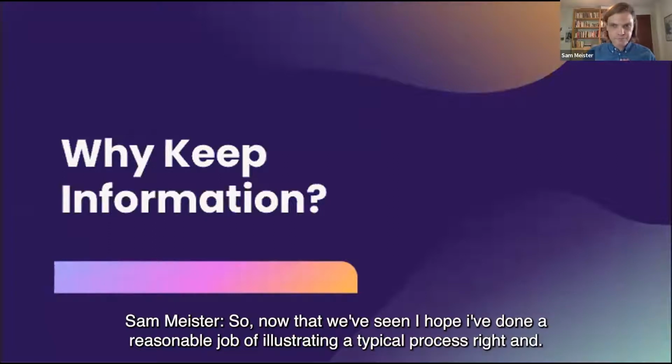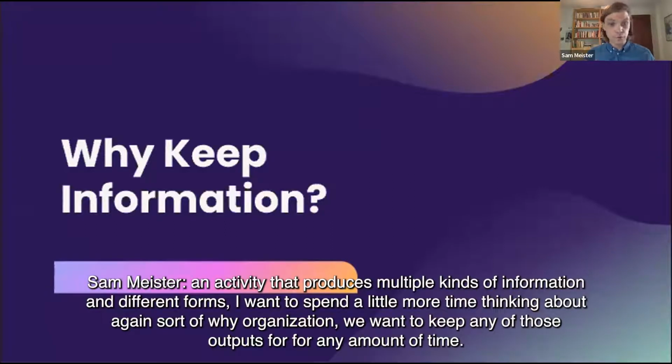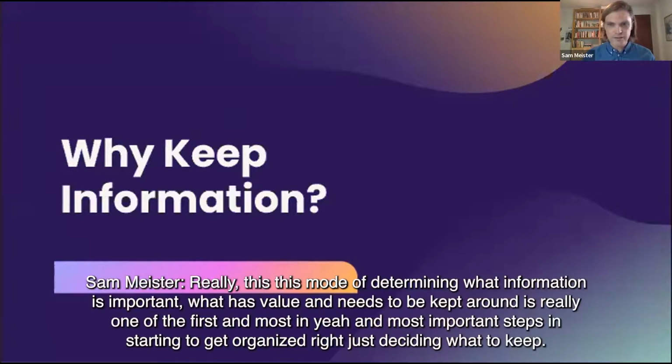So now that we've seen, I hope I've done a reasonable job of illustrating a typical process and an activity that produces multiple kinds of information in different forms. I want to spend a little more time thinking about why an organization will want to keep any of those outputs for any amount of time. And really this mode of determining what information is important, what has value and needs to be kept around, is really one of the first and most important steps in starting to get organized, right? Just deciding what to keep.